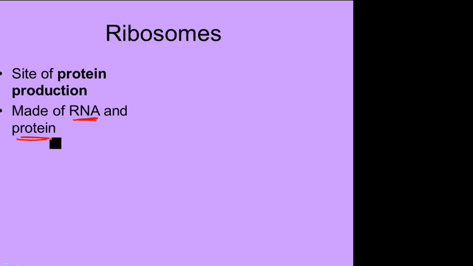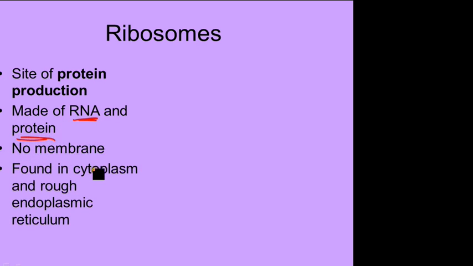So you take some protein, put some RNA with it in a specific organization, specific structure, and it is then a ribosome, which is used to produce protein. It does not have a membrane, and it is found in two places, in the cytoplasm and the rough endoplasmic reticulum, which we'll talk about in a moment.